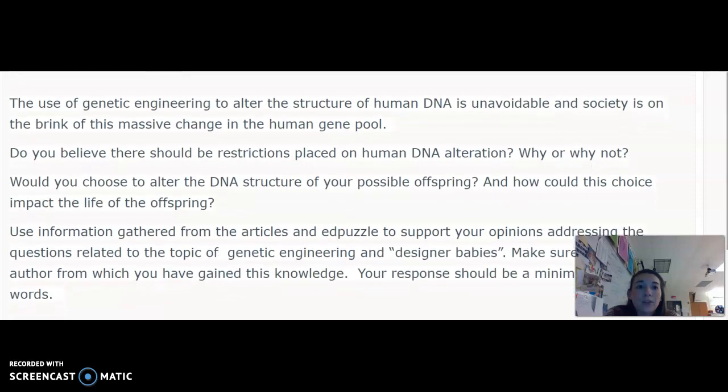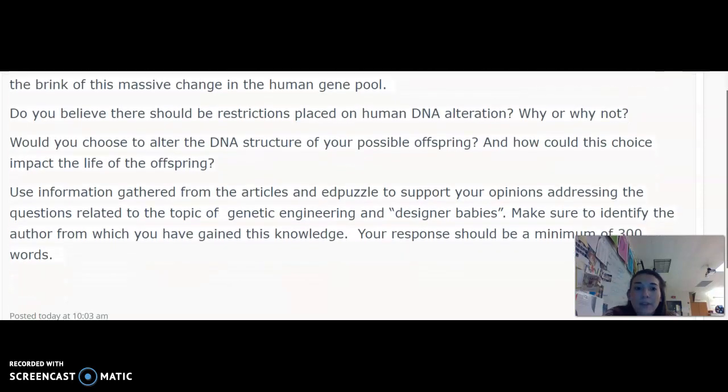Do you believe that there should be restrictions placed on human DNA alteration? Why or why not? So you're going to want to make sure that you explain that. Would you choose to alter the DNA structure of your possible offspring, and how could this choice impact the life of said offspring? Use information gathered from the articles and Edpuzzle to support your opinions addressing the questions related to the topic of genetic engineering and designer babies.